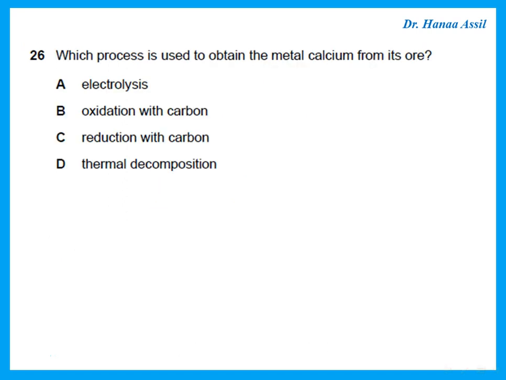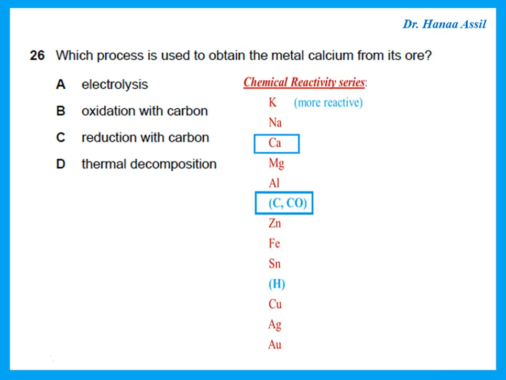Which process is used to obtain the metal calcium from its ore? Again, we said the method to obtain a metal depends on its reactivity. So anything more reactive than carbon, I get by electrolysis. So calcium, I will get by electrolysis. Anything less reactive than carbon, lower than carbon in the reactivity series, then I can get it by reduction of its oxide.